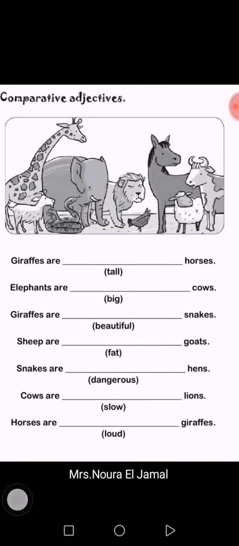Be careful. There are 1 syllable or 2 syllable adjectives, and there are 3 syllable adjectives. Adjective plus er and than, and also more plus adjective than. For example, tall is a short adjective, 1 syllable, and beautiful here is a 3 syllable adjective. So tall will be taller than, beautiful will be more beautiful than.